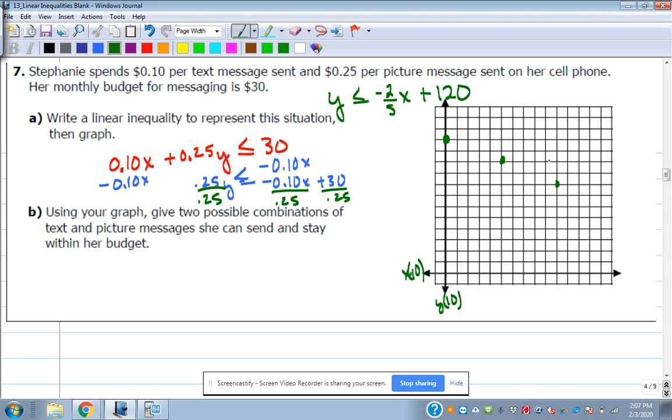And should this be a dotted or solid line? Solid. Where would the shading go? Above that line or below that line?